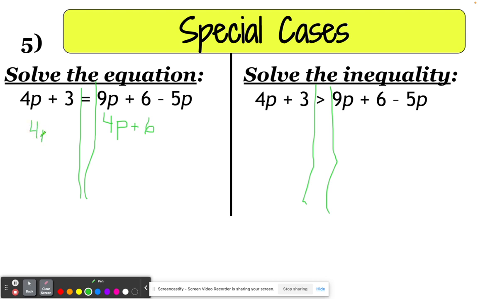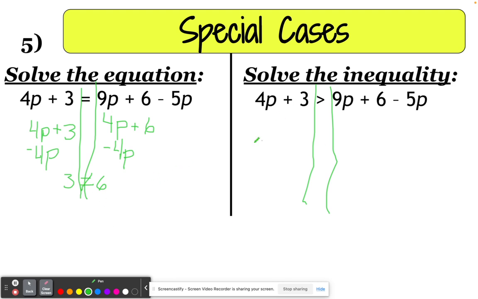If I subtract 4p from both sides, you'll see that it gives me 3 equals 6. Well, then I ask myself, is that true? Does 3 equal 6? Oh, obviously not. 3 and 6 are different numbers. So that is not true.